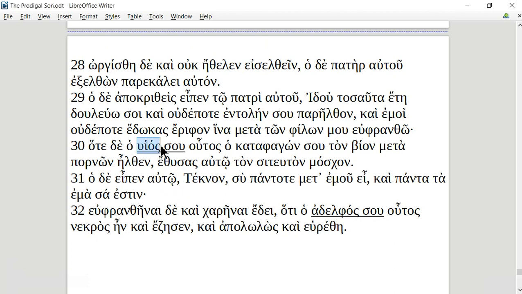Notice here how the older brother says, your son. He doesn't say my brother, he says your son. But the father says, your brother. The father calls him your brother.